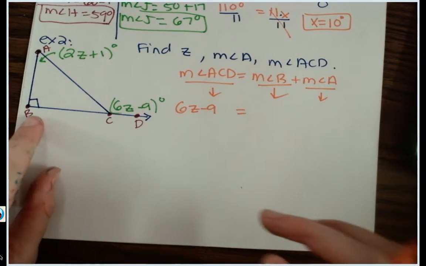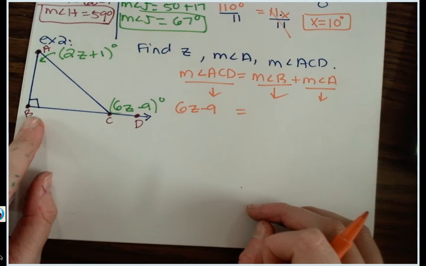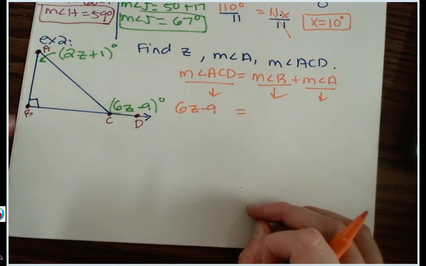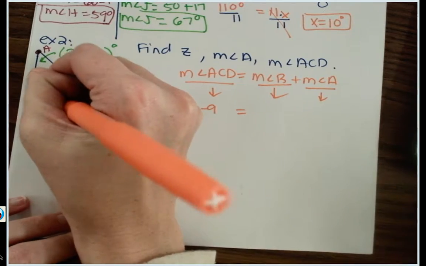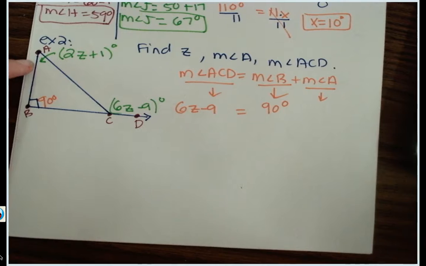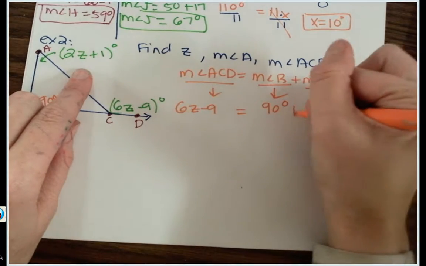All right, the measure of angle B, what's the value of that one? I see this strange little boxy thing. What's this little boxy thing, you guys? It is a right angle, which means it's 90 degrees. Okay, so this is going to be 90 degrees. And the measure of angle A is 2Z plus 1.